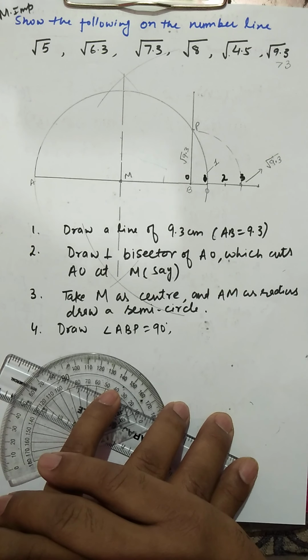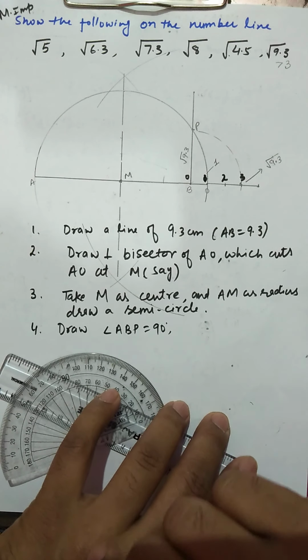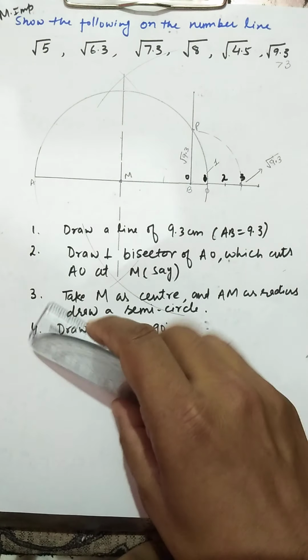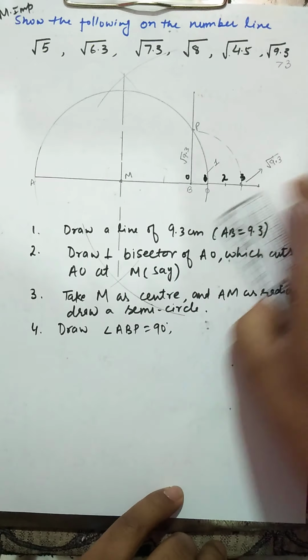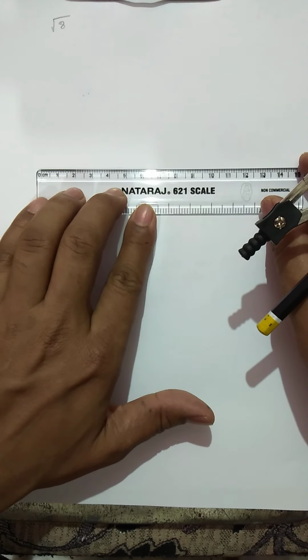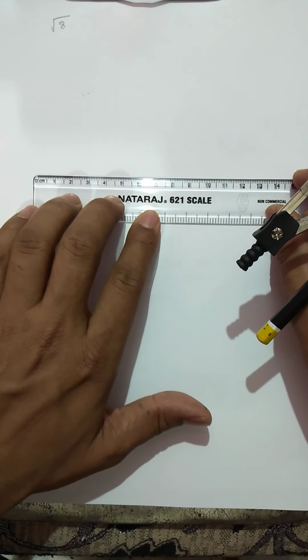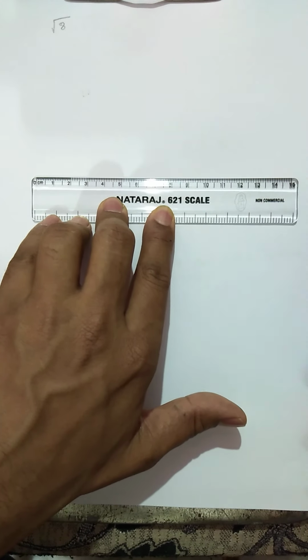But let's do one another example so that you can be perfect with the procedure of showing these numbers on the number line. So the next example will take as root 8, and see how that root comes on the number line. Now we are going to show root 8 on the number line. The steps I have written in the previous question, so I am not going to write them again, I am just drawing it.